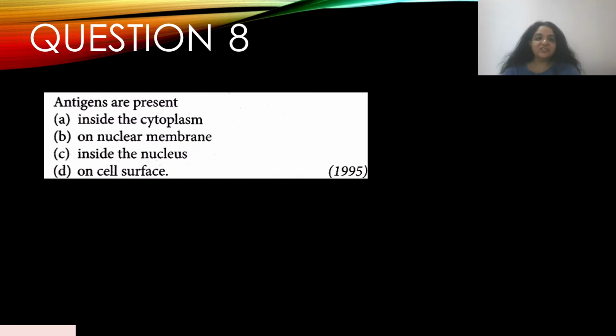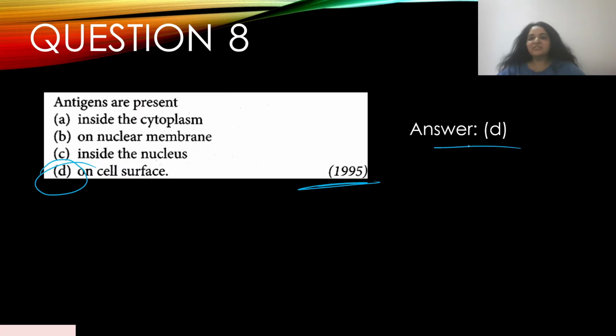Question number 8. Antigens are present. This appeared in the year 1995. A. Inside the cytoplasm. B. On nuclear membrane. C. Inside the nucleus. D. On cell surface. So antigens are present. They're not present inside the cytoplasm. On nuclear membrane, no. Inside the nucleus, no. They're present on the cell surface. You should know that. Okay, this is basic. Like you should know that antibodies are glycoproteins, similarly, you should know that antigens are present on the cell surface. Alright, so it's an easy question, but you should be aware of that. Answer is D.